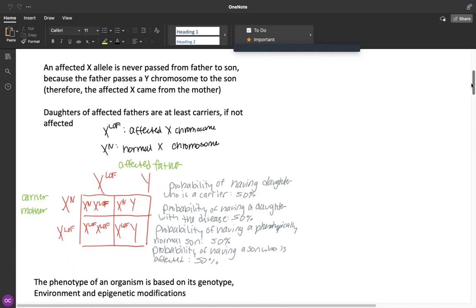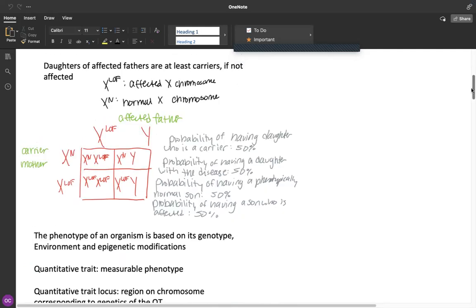Keep in mind that an affected X allele is never passed from father to son, since the father has to pass a Y chromosome to the son. Therefore, if you have an affected son, the affected X chromosome came from the mother. And daughters of affected fathers are at least carriers, if not affected.